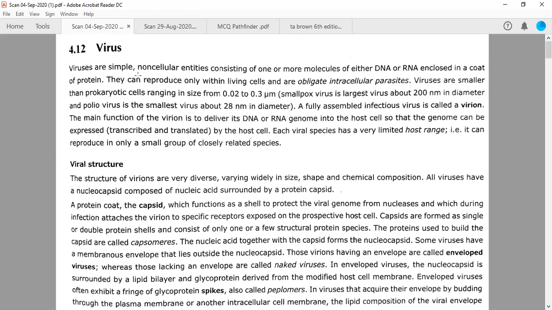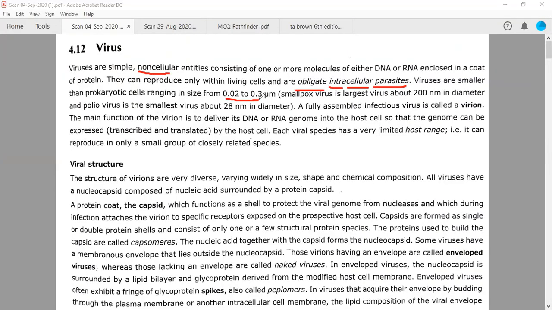Fine. So from our discussion, we know that viruses are simple non-cellular entities and they are obligate intracellular parasites. You need to remember intracellular means they are inside the cell. So if someone asks you which one of the following are intracellular parasites, the answer is viruses, because other parasites are generally extracellular. Viruses are smaller than prokaryotic cells or bacteria, ranging in size from 0.02 to 0.3 micrometer or micron simply.